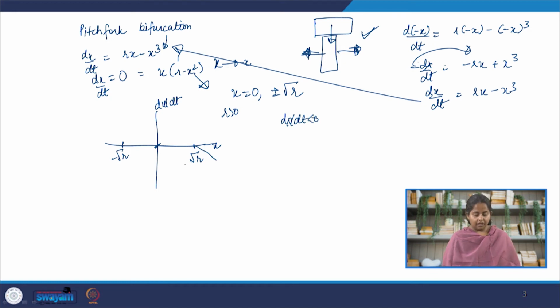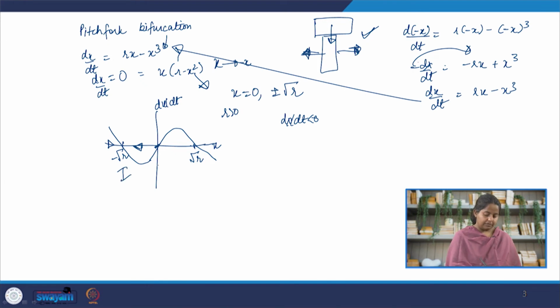When x is between 0 and under root r, it will be greater than 0, and when x is between the first fixed point, minus under root r, and 0, it is less than 0. On the left hand side of the first fixed point it is greater than 0. So, very easily we can understand the flow here, we can understand the stability. Whenever dx by dt is positive, the flow is towards right because x is increasing. Here x is decreasing between the first and the second fixed point.